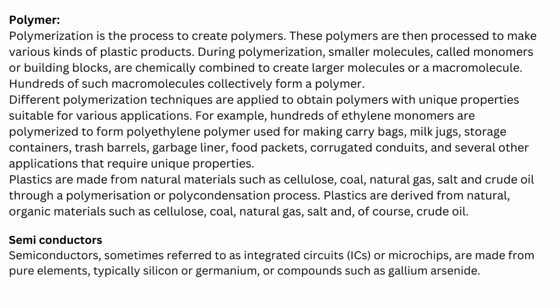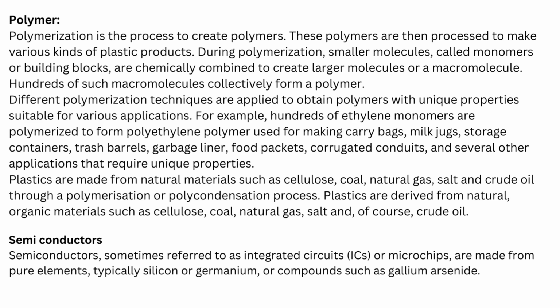Now, semiconductors. Semiconductors, sometimes referred to as ICs or microchips, are made from pure elements, typically silicon or germanium, or compounds such as gallium arsenide. The most used semiconductor materials are silicon, germanium, and gallium arsenide. Of the three, germanium was one of the earliest semiconductor materials used.